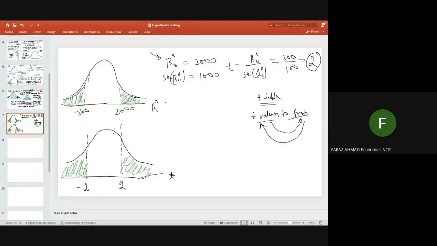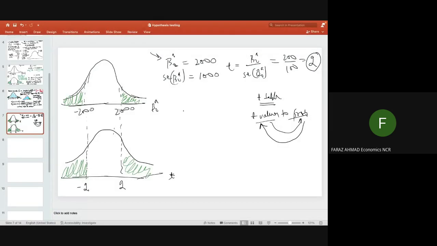So this 200 could have been 2000, and then this 100 could have been 1000, and still your t could have been 2. So that's what the standardization does, it adapts any value that a parameter can take to some set of small values which t can take.